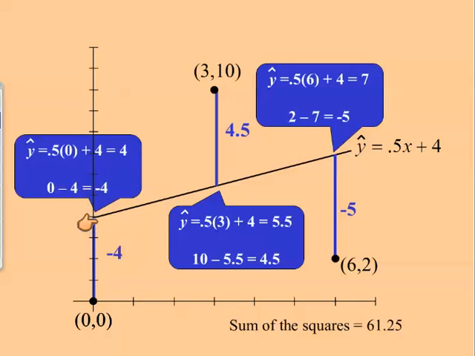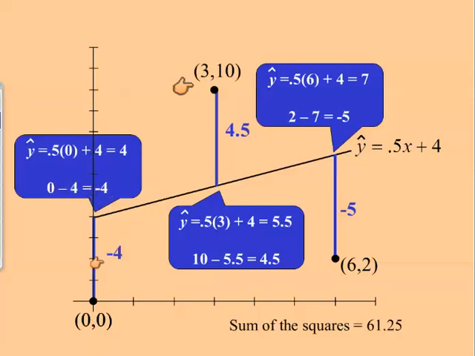If we're looking at three data points here, (0, 0), (3, 10), and (6, 2), and we key those into our calculator, we get a regression line that looks like this: y hat equals 0.5x plus 4. Well, is that the least squares regression line? Let's look at it. If we calculate y hat for x equals 0, 0 times 0.5 gives me 0, plus 4 gives me a 4. Then I take the actual value, 0, and subtract the 4 from it, I get a negative 4.